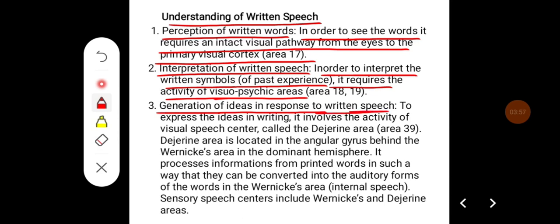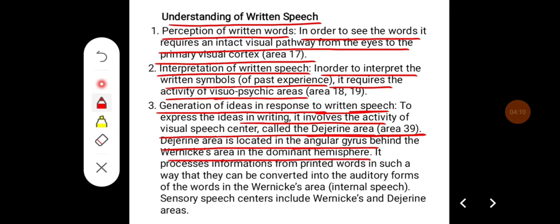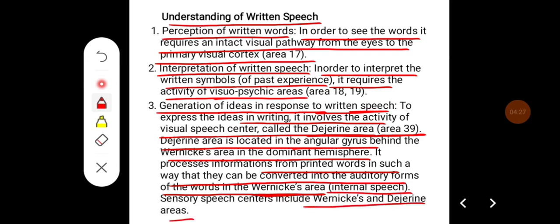To express the idea in writing, it involves the activity of the visual speech center called Dejerine area, that is area number 39. Dejerine area is located in the angular gyrus behind the Wernicke's area in the dominant hemisphere. It processes the information from printed words in such a way that they can be converted into auditory forms of the words in Wernicke's area. That is called internal speech. The sensory speech center includes Wernicke's and Dejerine areas.